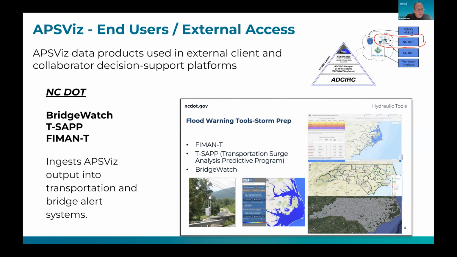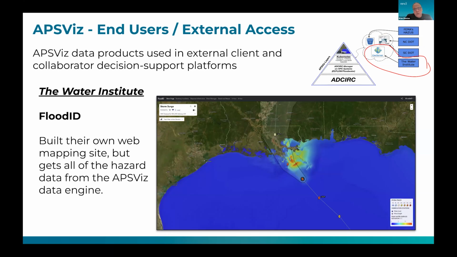In the next slide is another example of a different collaborator with a very different end goal. We partner with the Water Institute of the Gulf, which is building an entire new flood identification and warning system called Flood ID. And their big concern in the Gulf of Mexico is obviously hurricanes. So they wanted to develop a website, but what they didn't want to do necessarily is develop all the information that goes into the website.